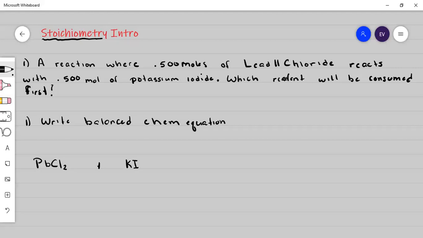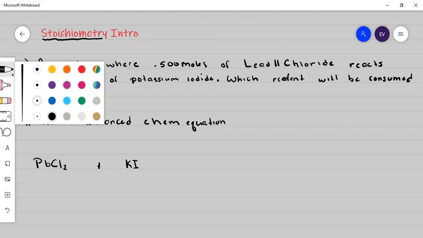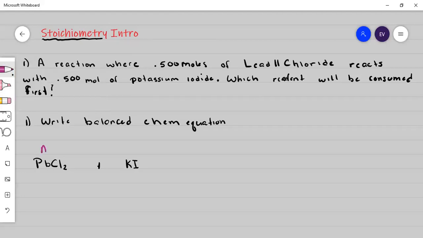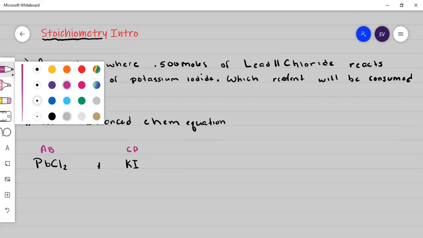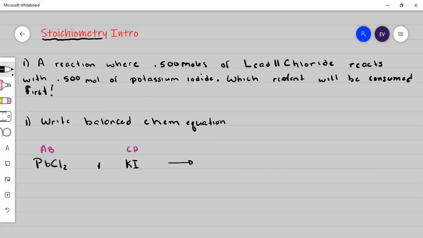Okay, all right, so based on this, I can see that this is going to be AB plus CD. So I can already see that this is going to be a double replacement. When I have a double replacement reaction, the metals just switch places. So I'm going to rebond lead with iodine, which is going to give me lead(II) iodide plus potassium chloride. Okay, how did I do that?